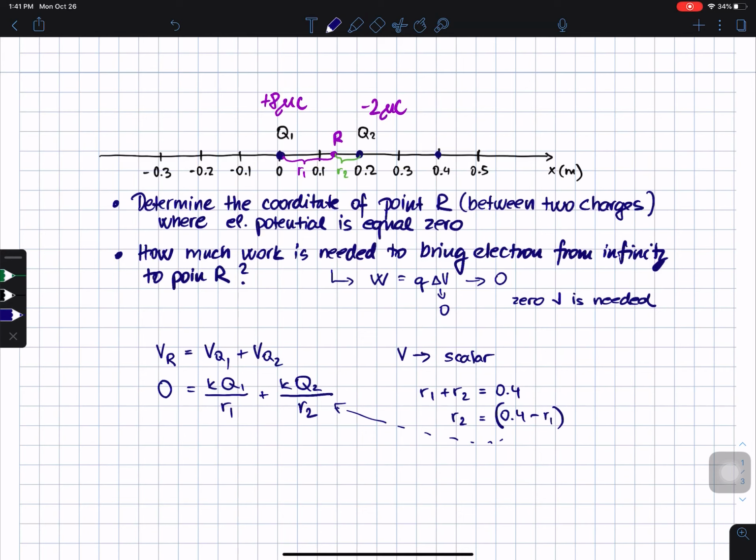And now I'm just going to plug in the numbers. So in this case, I'll get 0 equals K times, and this is important, Q1 is plus 8 times 10 to the power of negative 6 divided by R1, that's my unknown, plus K times, and now this is important, negative 2 times 10 to the power of negative 6 divided by 0.4 minus R1.